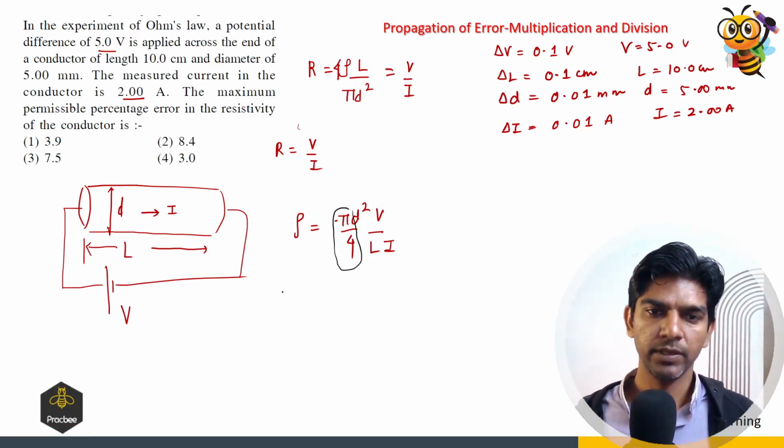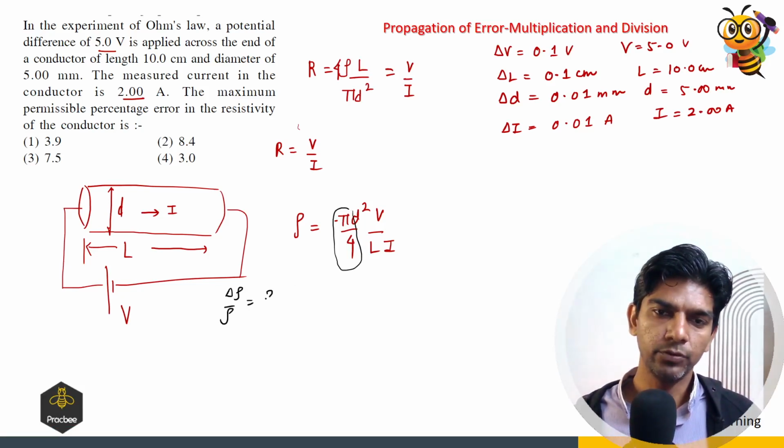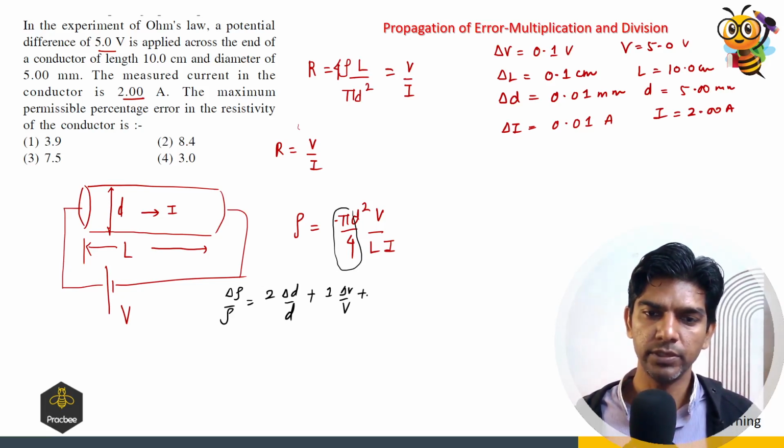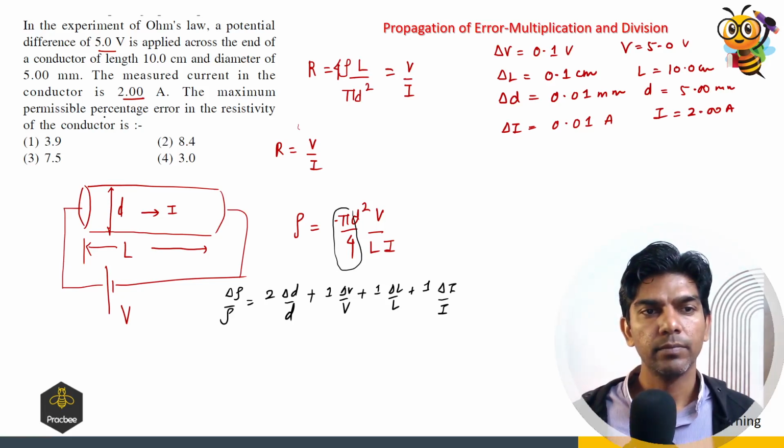This is constant, so we can say the relative error in density, in resistivity, will be 2 times the relative error in diameter plus 1 times the relative error in potential difference plus 1 times the relative error in length plus 1 times the relative error in current, right? Percentage error we have to calculate, so multiply this with 100.